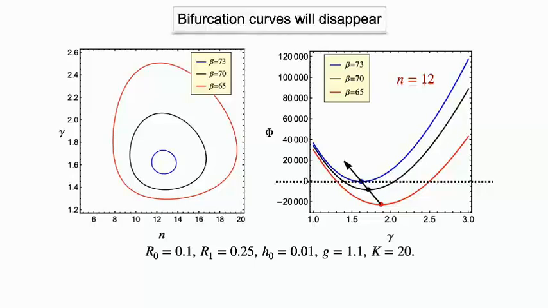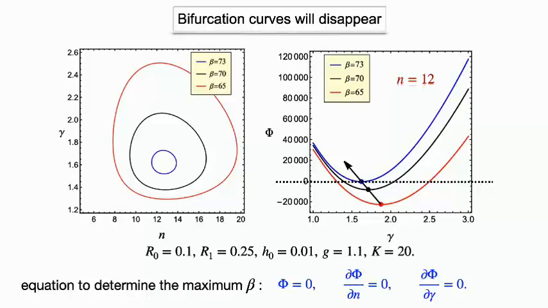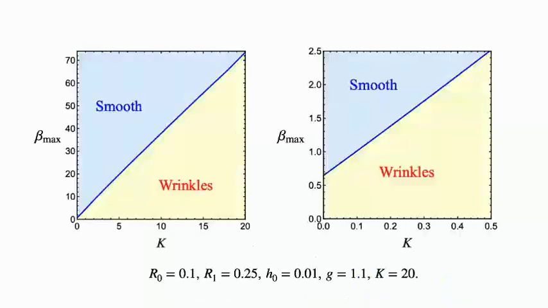So it means that the bifurcation curves will disappear, and the critical condition is that, from this bifurcation equation, the minimum point is exactly the bifurcation point, and in this case, it means that it shrinks to one point. So we have 3 equations, we can solve this, and we determine this. For given k, we have different values of the beta max. Over this beta, you can see that this is a smooth region, which means that there's always no wrinkling. It's always smooth, and wrinkling will occur at a special or critical growth.